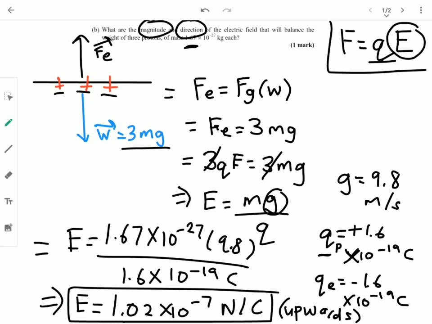And one more thing to notice is that no matter how many protons they tell you, 3 protons, 4 protons, a million protons, no need to worry about the numbers because they cancel anyways. So in essence, what you should know is this formula, E equals mg over Q, for this type of question, where they're asking for the electric field that will balance the weight.